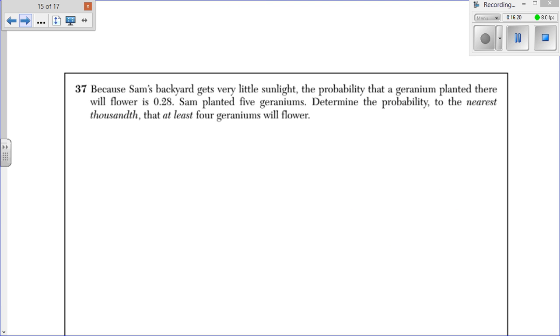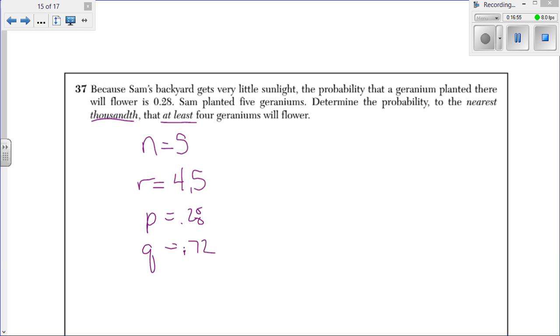All right, for number 37. Because Sam's backyard gets very little sunlight, the probability that a geranium planted there will flower is 0.28. Sam planted 5 geraniums. Determine the probability, to the nearest thousandth, that at least 4 geraniums will flower. So at least 4 means 4 or more. He planted 5. So N is 5, R is 4 or 5. The probability that it will grow is 0.28. So the probability that it won't grow is 0.72.